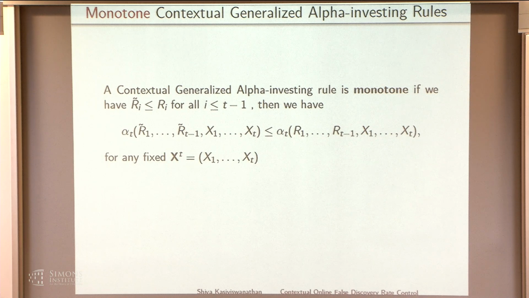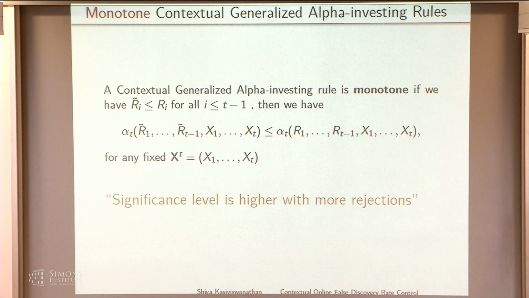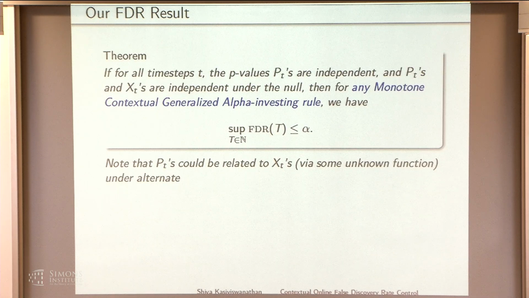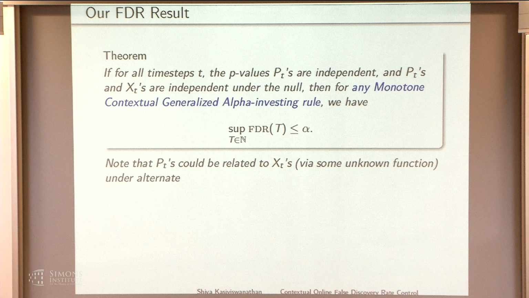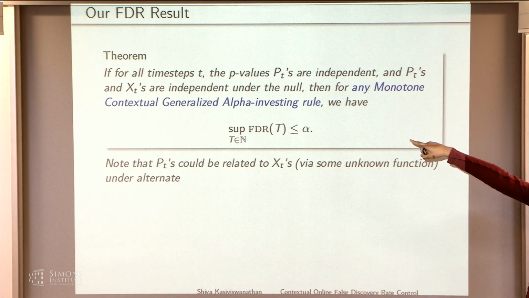One more thing that we need to add is this notion of monotonicity, which is conceptually a very simple rule to say that if you are making more rejections, then your threshold, your significance level, should be more. So that's a simple additional constraint that we need to add. In addition to the previous constraints, we also have this monotonicity, and then basically what we can show is that if the p-values are independent, and the crucial thing is that the p-values and x t's are independent under the null, then any rule from this class would satisfy FDR control. The point to note is that the p's and the x's could be arbitrarily related under the alternate. They are only required to be independent under the null, since under the alternate there's nothing really that you can control for.